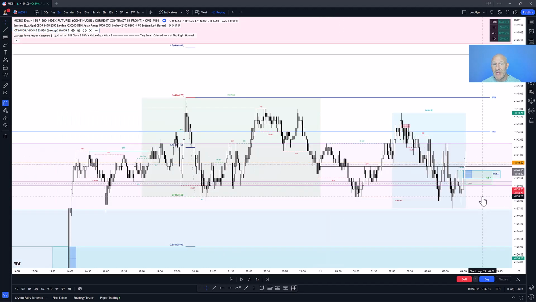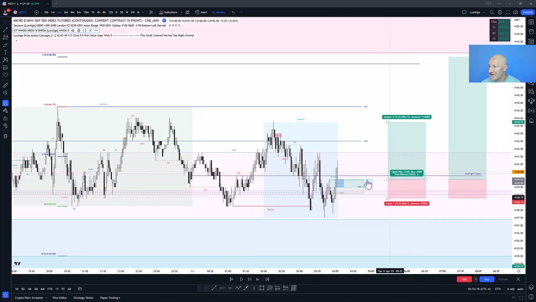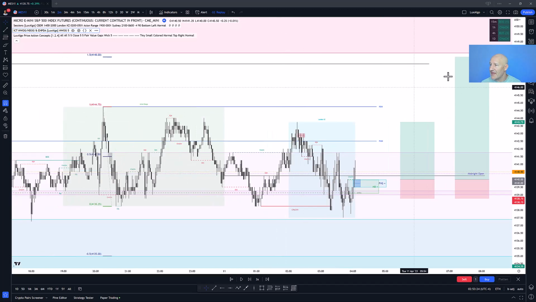And in terms of my exits, I've just got those marked up just here. So I basically had planned to take a partial, so that low-hanging fruit as ICT often talks about, and then my final profit or my terminus was going to be up here at that 1.5 standard deviation level. So I was targeting this draw on liquidity and anticipating a run into that bearish order block, but using this 1.5 standard deviation marker as my exit.